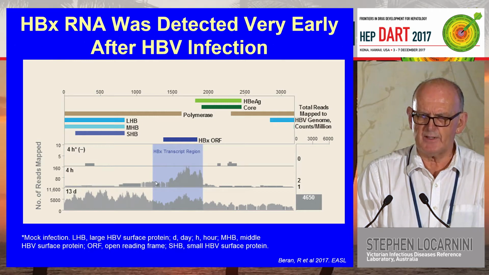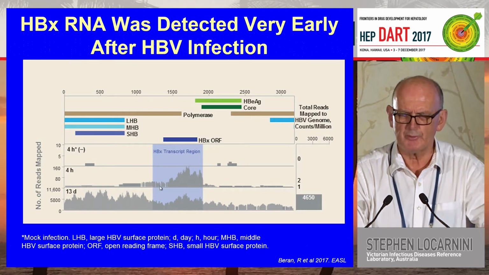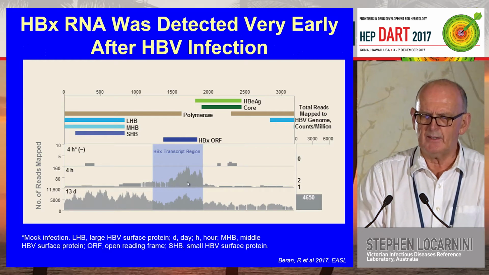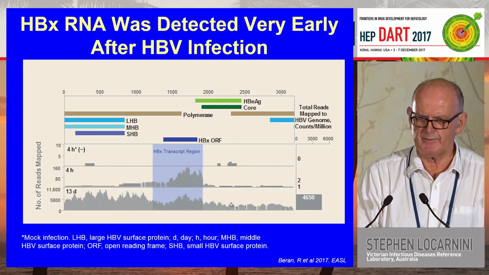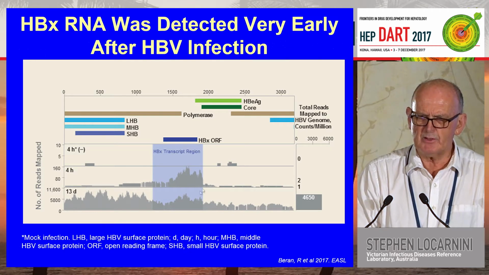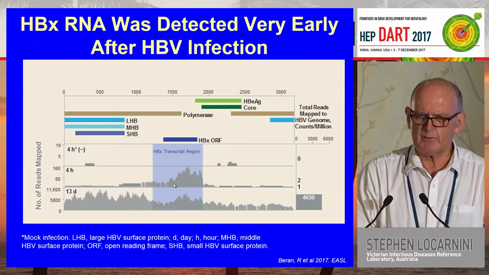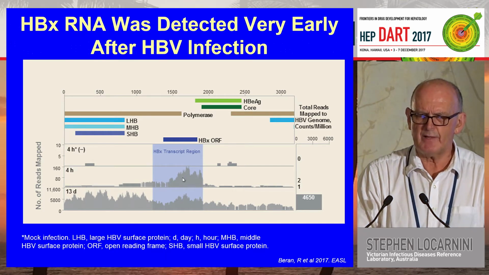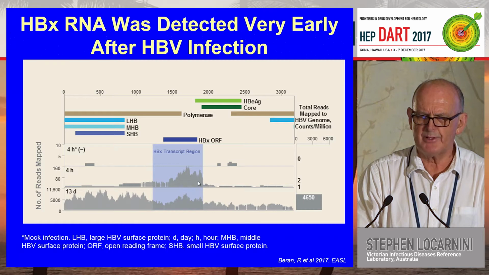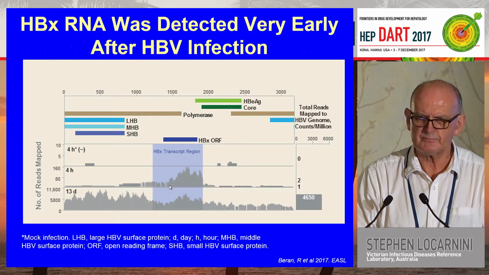within 4 hours of infection of HBV, this is cell culture work, but the message is clear to me, the major transcript identified was the X transcript. And it wasn't really until 7 to 10 to 13 days post-infection that the rest of the transcriptome of HBV was detected. So it looks like these particles that we were seeing in the extracellular space, not only do they have the genomic DNA and pregenomic full-length RNA, but they also have the X transcript as well.